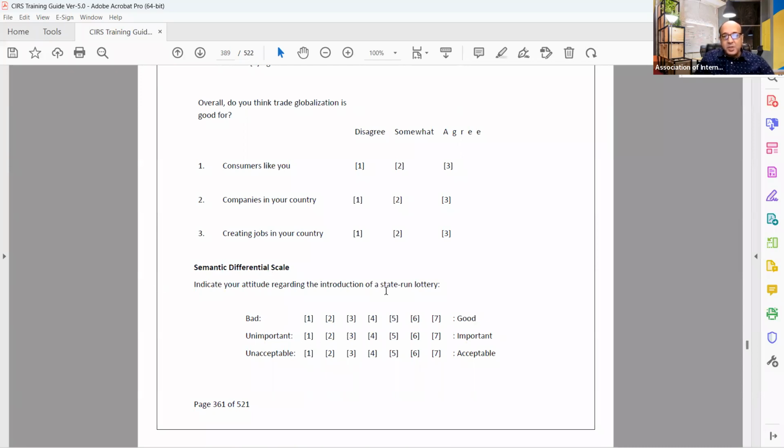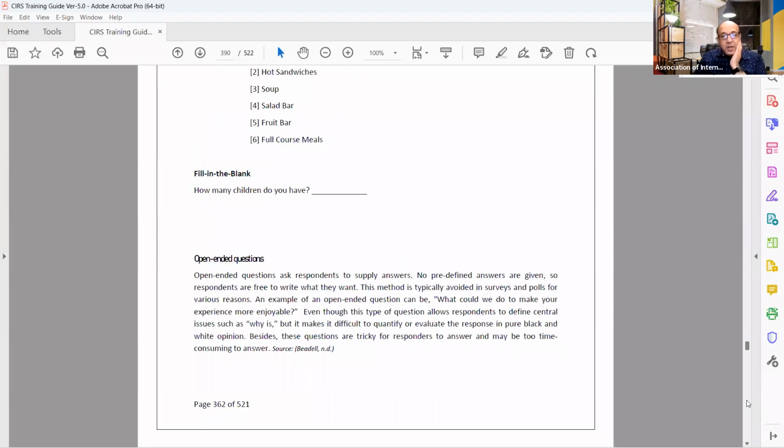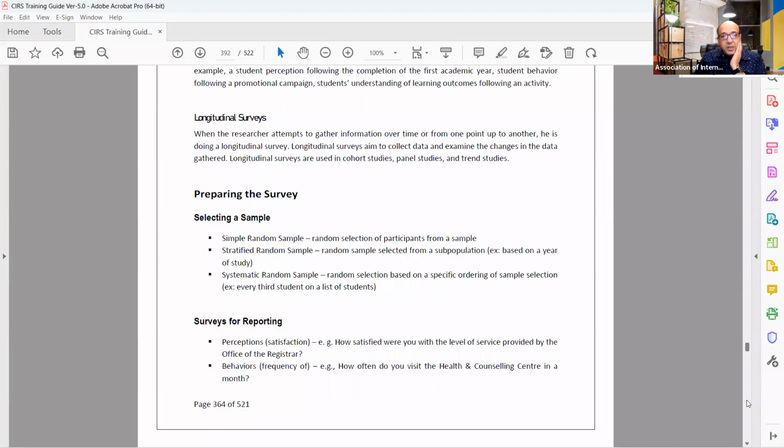So what is a differential scale? It is where you are giving a range of numbers between one extreme and another extreme, and you could put different versions or different ways of writing it. So these are ranking questions, checklist type questions, fill in the blanks, open-ended questions. I told you everything else.